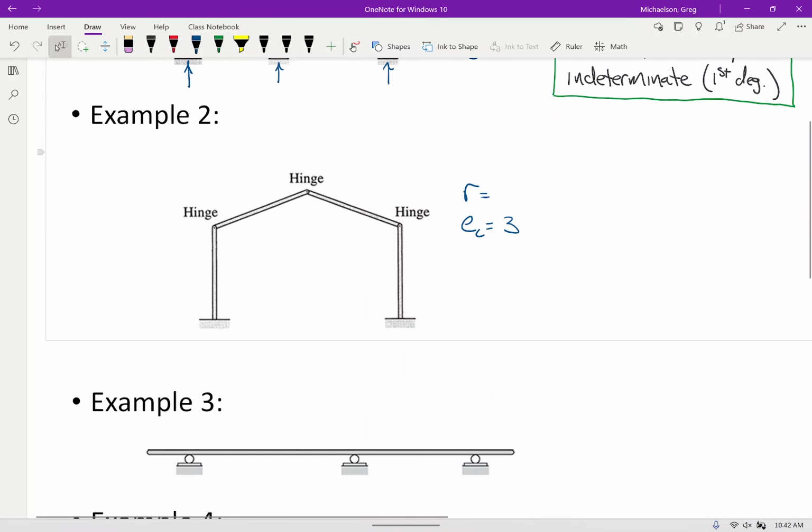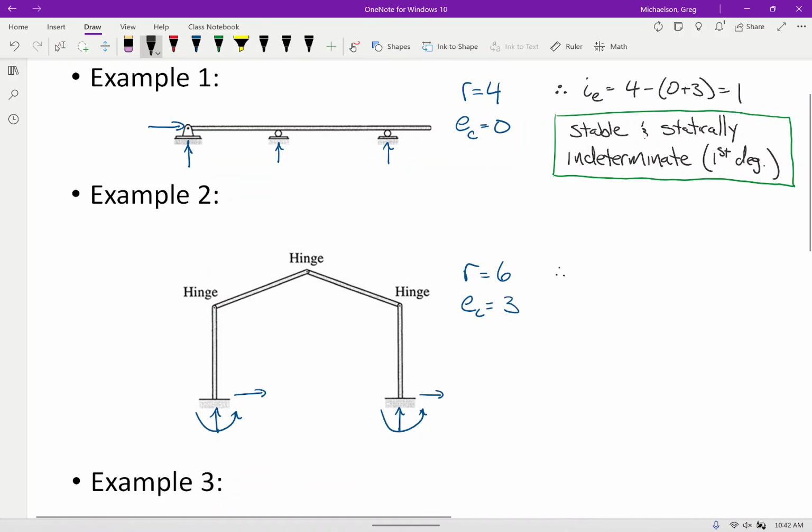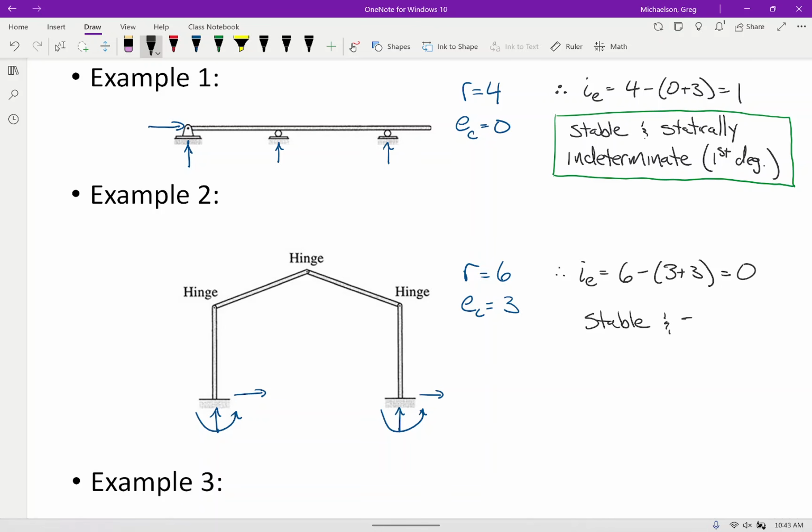All right. So the reason why is because there's 1, 2, 3, 1, 2, 3. So R is 6. So what do we get for IE? Oh, nope, that's not 0. That's 3. So what's IE? 0. Is the structure stable? Yeah, it's stable. That's not a problem. So we're going to say stable and statically determinate.